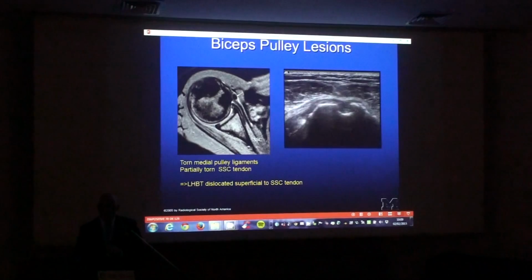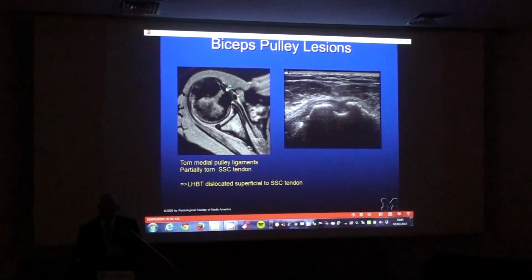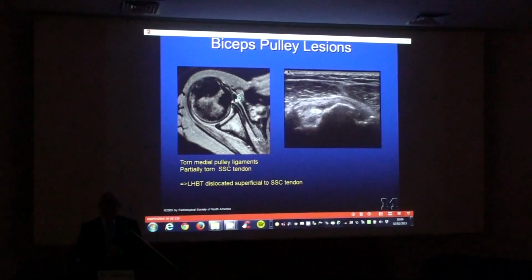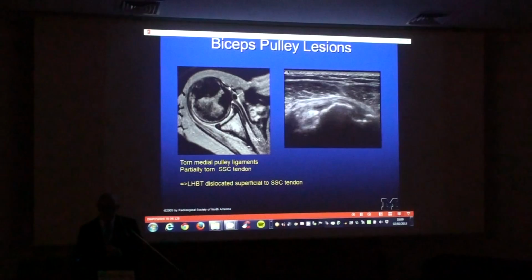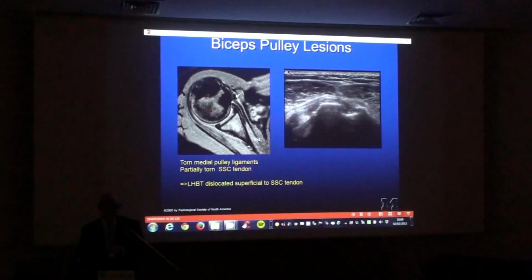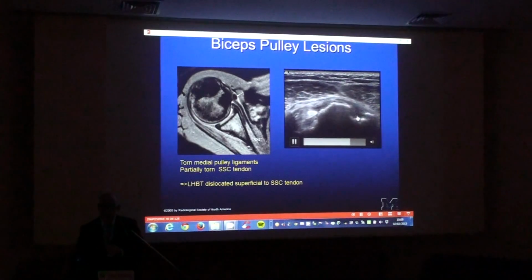And here's another example, an axial T2-weighted sequence and an ultrasound. The bicipital groove is empty. The elongate biceps tendon is dislocated medially, but it is sitting on top of a partially torn subscapularis. The pulley is gone, the subscapularis is still partially there, and the biceps is sitting on top of it. You can see the subscap and the empty groove.